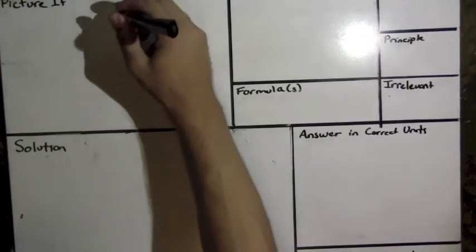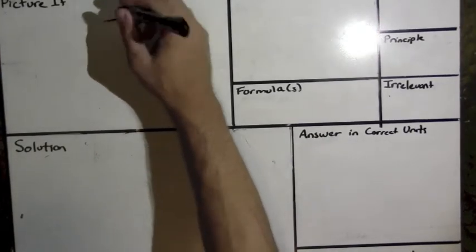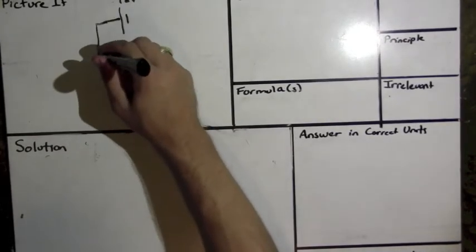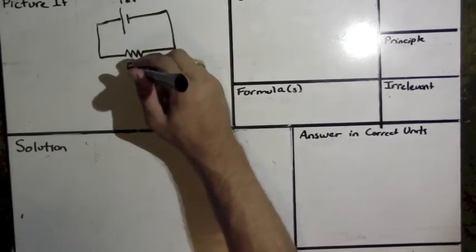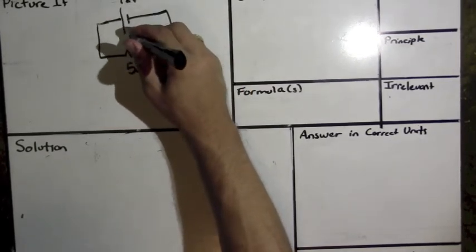Okay, in this example, it says we have a 12 volt battery. So we start off with our voltage source, and we say it's 12 volts. We know that it is connected to a resistor, and we just happen to know that resistor has a value of 5 ohms. We want to know what is the power that is dissipated at that resistor.